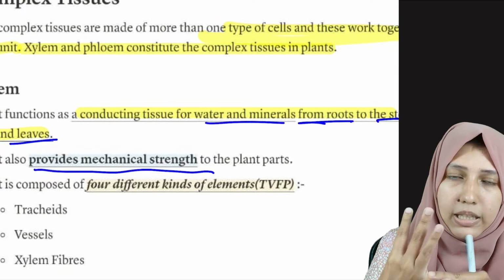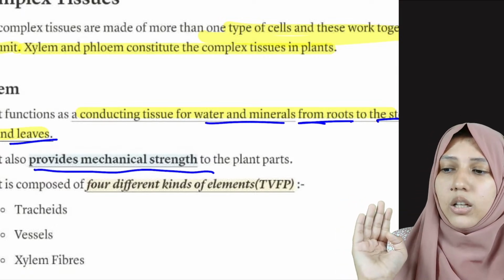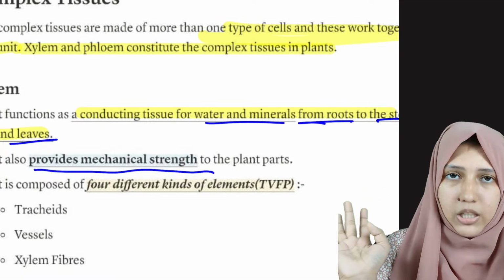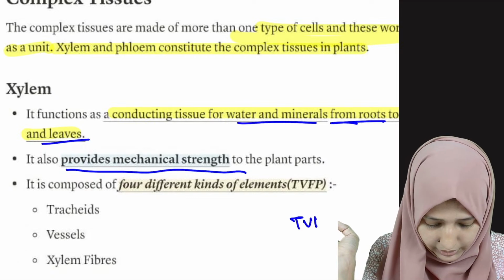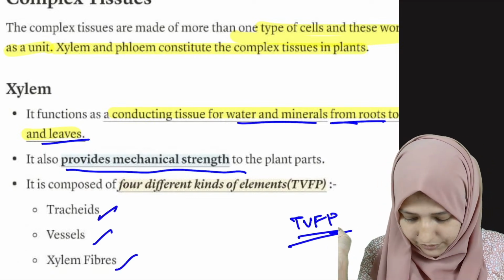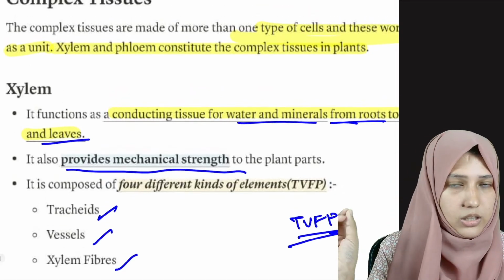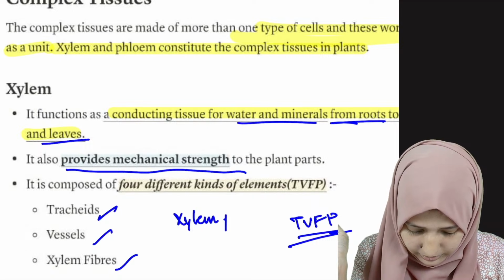As we said, complex tissue will be made of more than one cell. So there are 4 different kinds of elements in xylem. Now what are the 4 different types? Just remember TVFP. Tracheids, vessels, xylem fibers and xylem parenchyma. So 4 tissues, 4 elements.